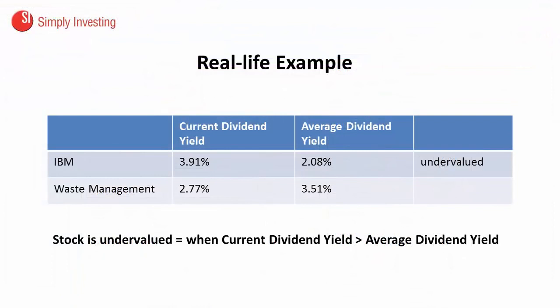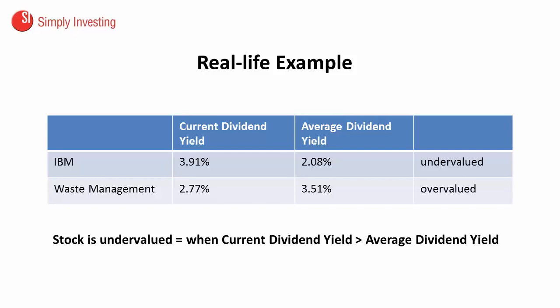Is Waste Management undervalued or overvalued? Well, we can see that the current dividend yield at 2.77% is less than its average dividend yield, so the stock is overvalued. So this is a really quick way to figure out if a company is priced low or if it's priced high. Now, you don't want to go out and buy IBM right away.